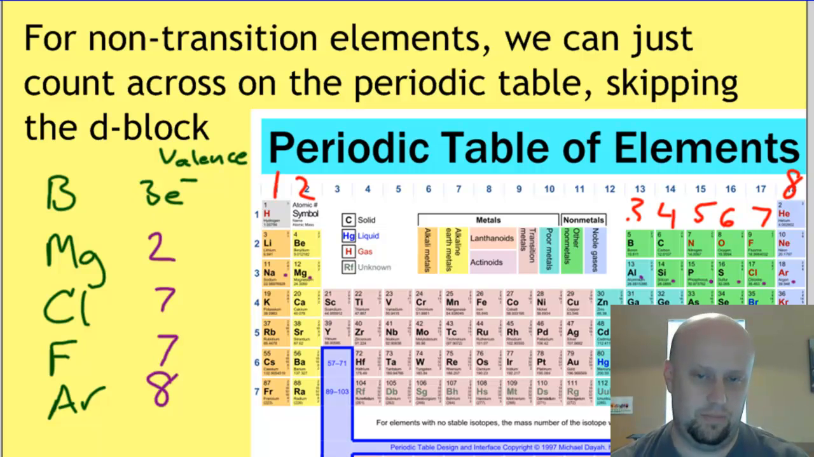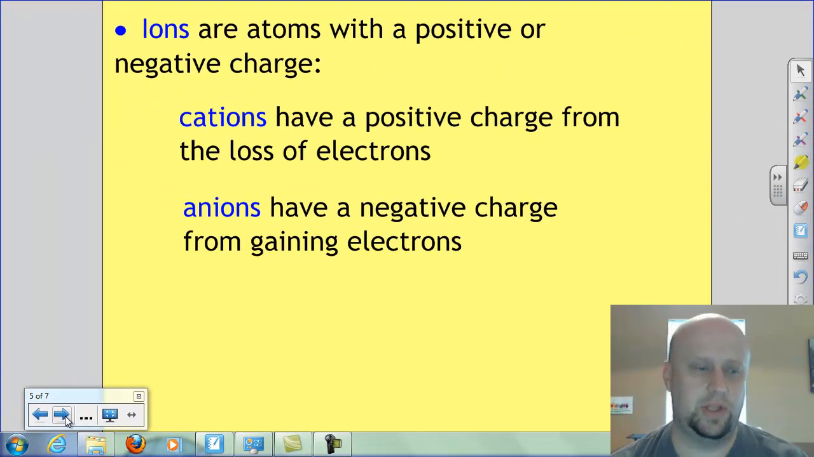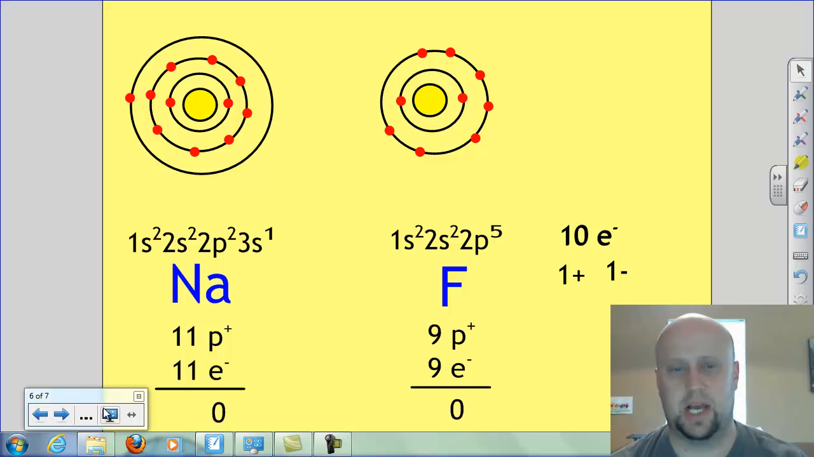And the way that typically works is that things that have 4 or less are going to lose, and things that have more than 4 are going to gain so that they can get to 8. Okay, so let's real briefly talk about how that works and just to see how that's going to come out. We'll jump back to that slide here in just a second.